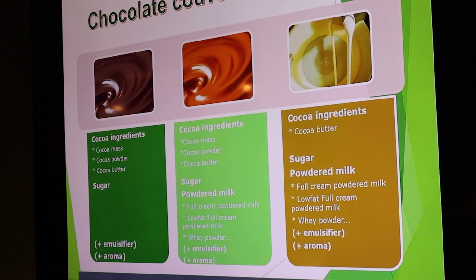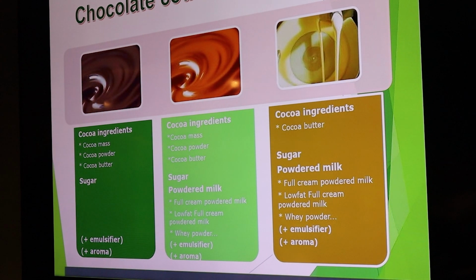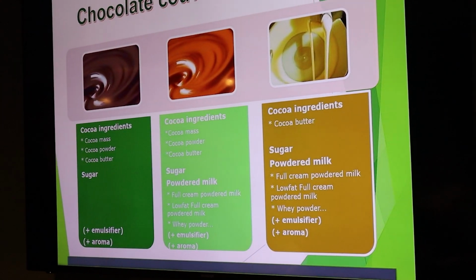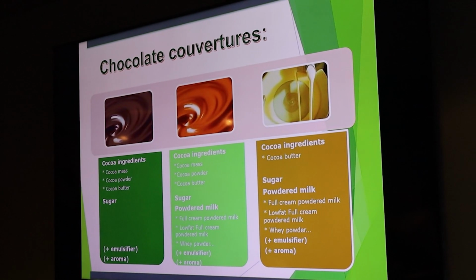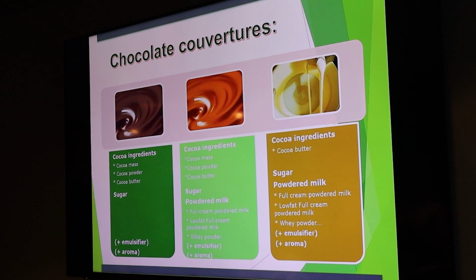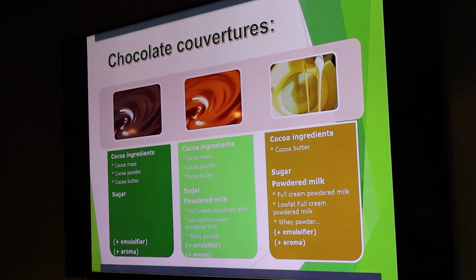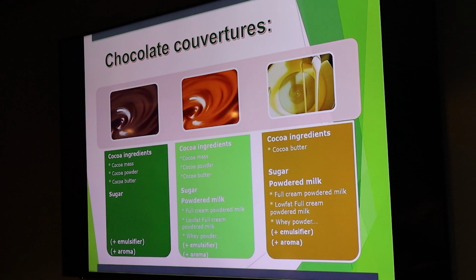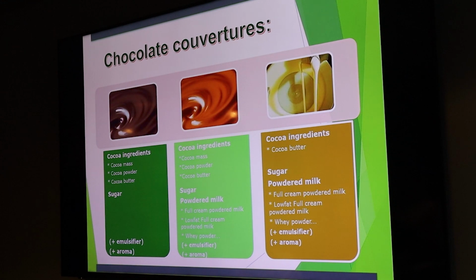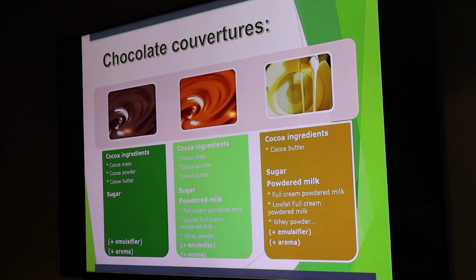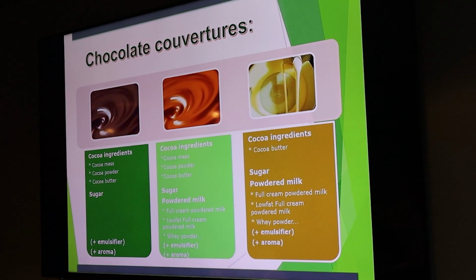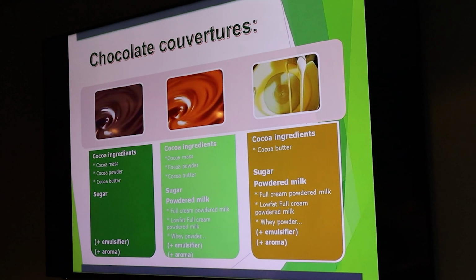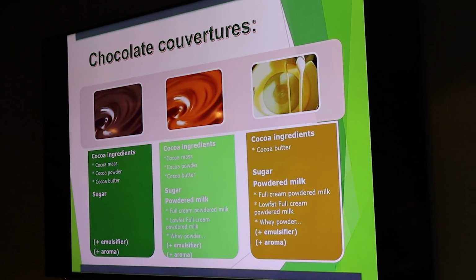When it comes to chocolate, we talk about couverture chocolate, and I know there can be a misunderstanding about what couverture chocolate is, because couverture means that you cover something. So it's again a word that can be misleading, because couverture chocolate is not describing how fluid the chocolate is. It is just describing that this chocolate you can use for covering.